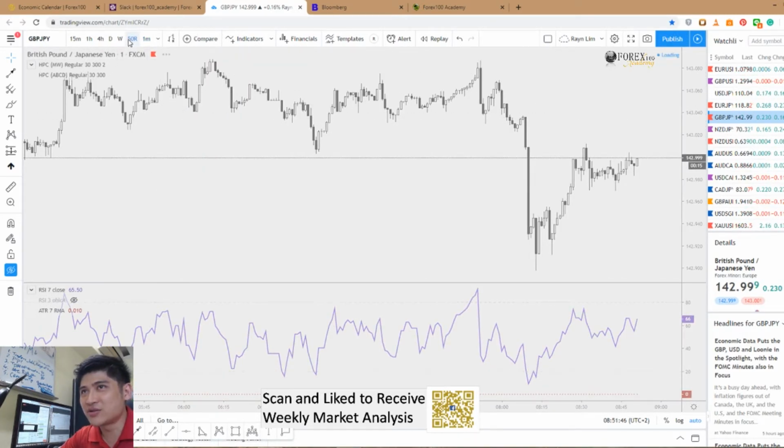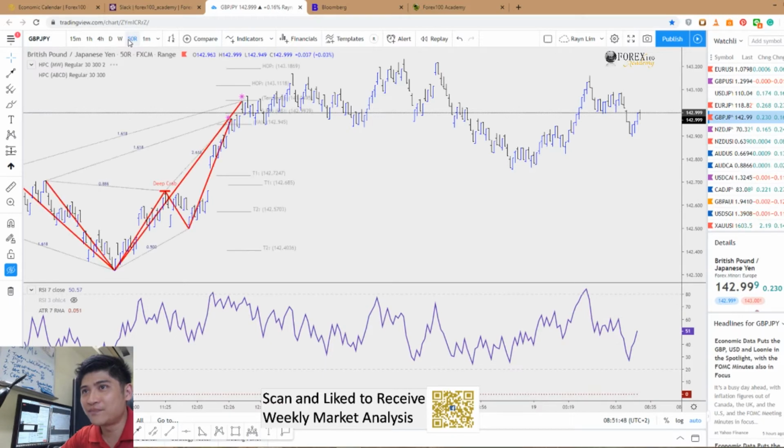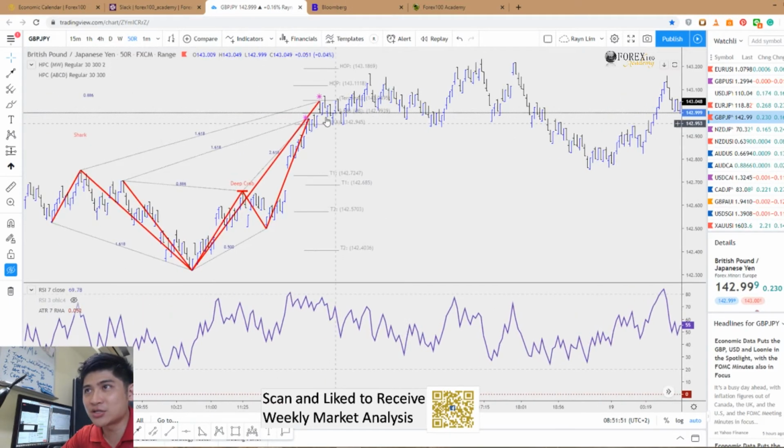I want to share with you this 50 range bar. So it's a range bar chart. You still can trade it. Basically the rules still apply. It's still the same rules. So we have two patterns formed up. The further one is the shark pattern, the one that is leaning more to the right. The one that is leaning to the left is the crab.